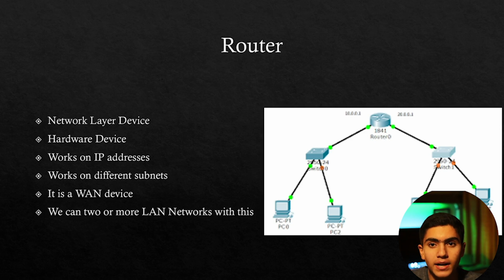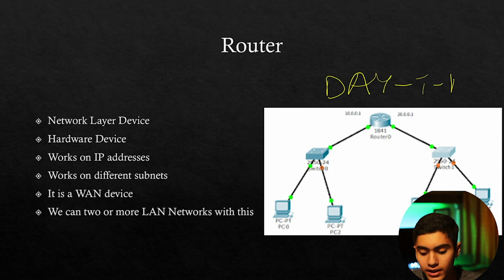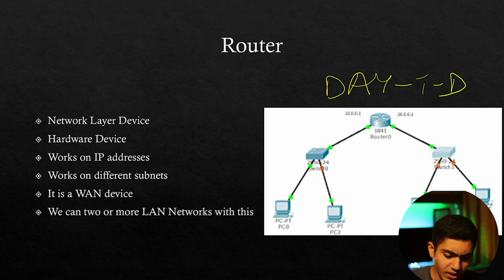Next, we have a router. A router is a more modern thing, and it is very important and used in our day-to-day lives. If you are trying to connect to any server right now, you'll be doing that through a router only. A router is a network layer device. It is a hardware device.